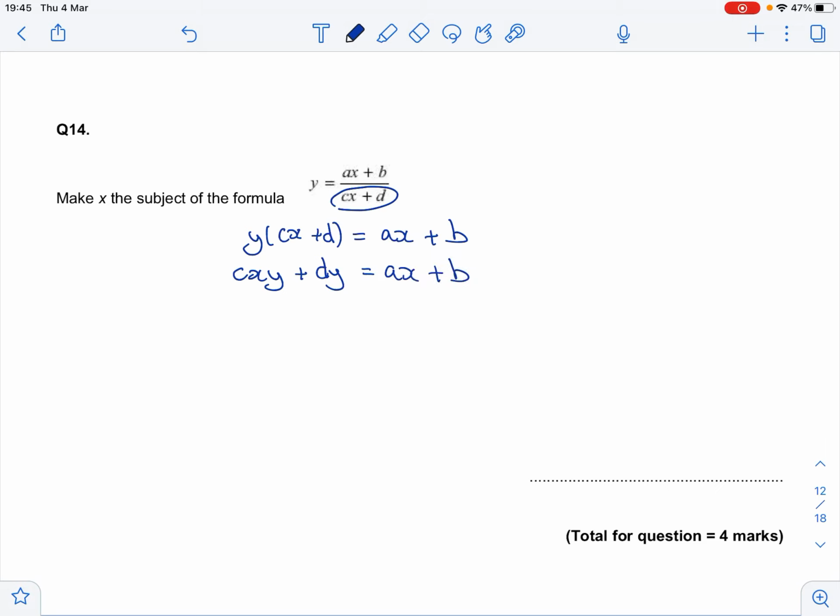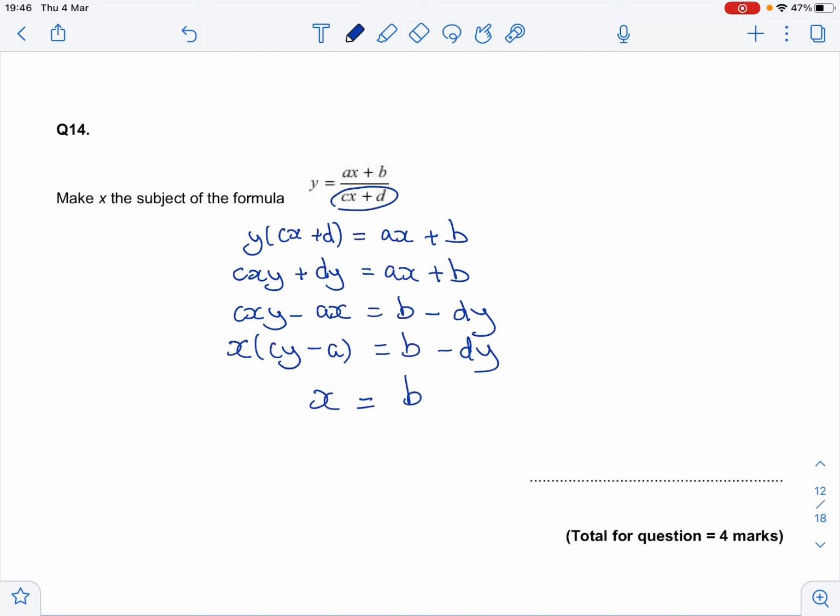Then making our x's on one side, so I have cxy minus ax equals to b plus dy. Since this is plus dy, so moving to the other side is minus dy. Then factorize it out, so factor my x out, so I have x(cy minus a) equals b minus dy. Then making x the subject, we're just going to divide both sides by cy minus a.